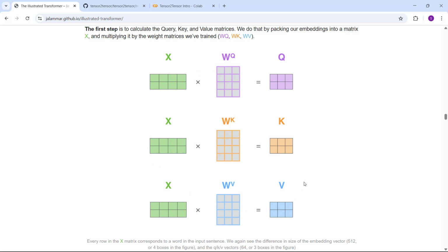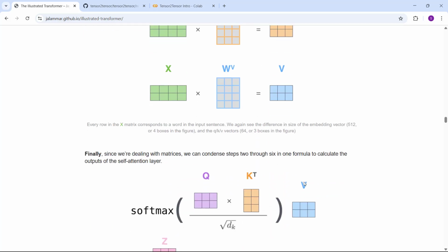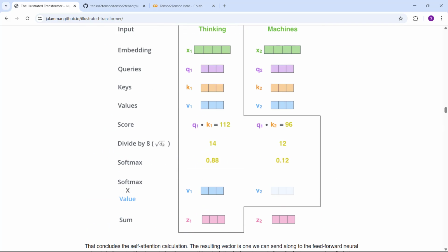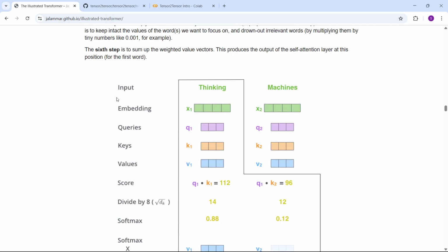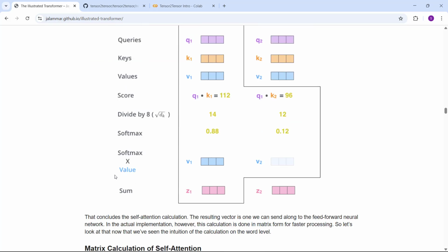This entire thing is just for one head. If you want to see the entire process, you can see here. First we pass the input, then we generate the embeddings, and then we get the query, key and value vectors when we multiply input embeddings with the query, key and value matrices. Then we get the attention score. In this paper they divide it by 8, then softmax, then multiply the value with that, and then we get Z1 and Z2. These two are the self attention scores.